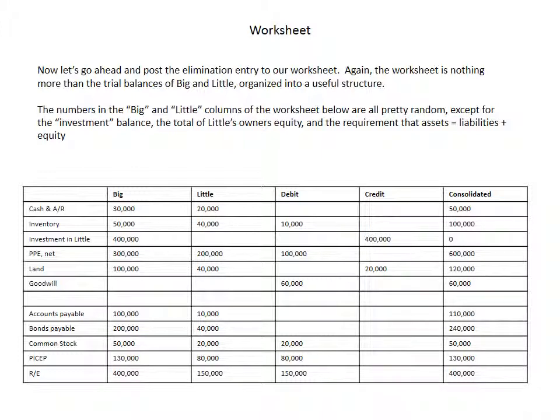Our accounts payable and bonds payable, there were no adjustments, so we simply add across. $100,000 plus $10,000 is $110,000 for the accounts payable. For the bonds payable, $200,000 plus $40,000 is $240,000. For the three equity accounts, what we see is that we've eliminated with debits the credit balances that Little had in their equity accounts. So what we're left with is Big's common stock balance of $50,000, Big's paid-in capital in excess of par of $130,000, and Big's retained earnings of $400,000.